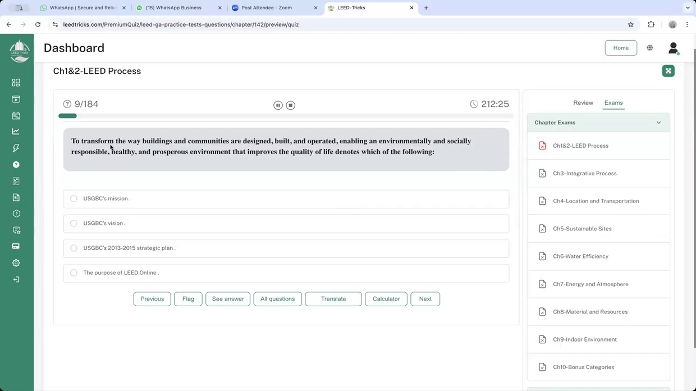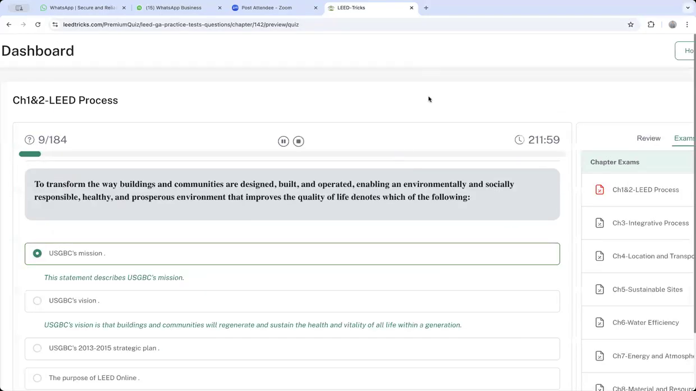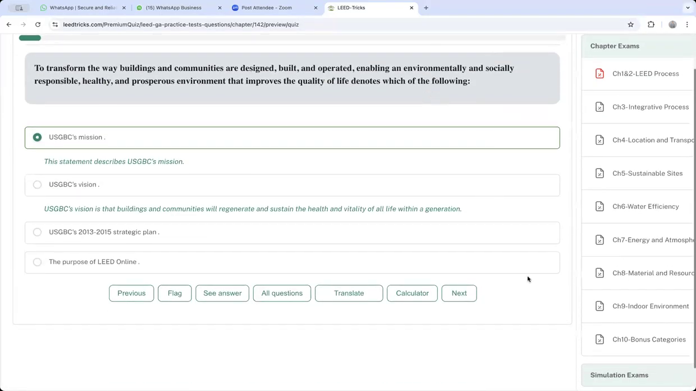We just answered the last question. We say the keyword is transform, regenerate, or we said vision. Transform, we said mission. The answer? Yes. The statement describes the USGBC mission. Cool? Yeah. Next one.